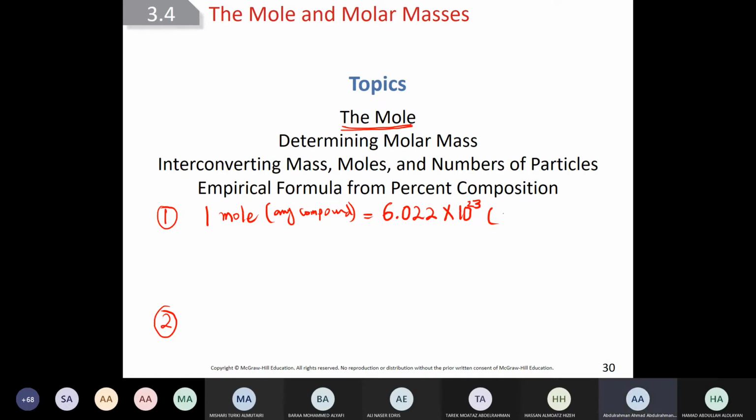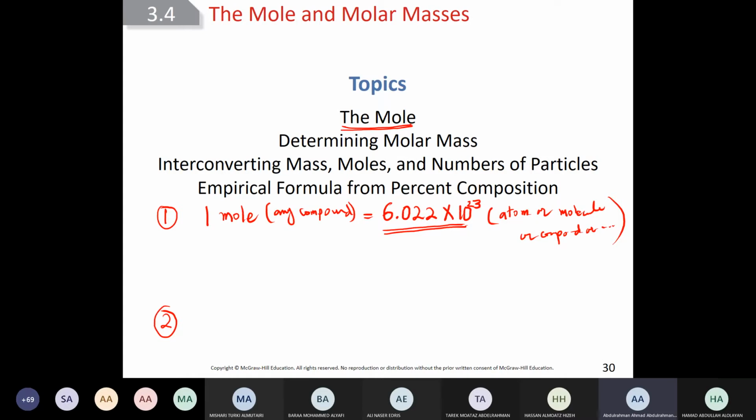Any atom or molecule or compound or whatever. This means it's a number. We're counting things. So if I ask you how many we have in a certain amount, you tell me one mole equals this number.